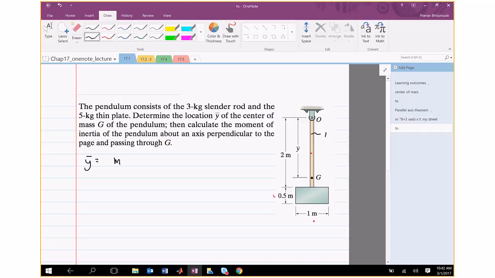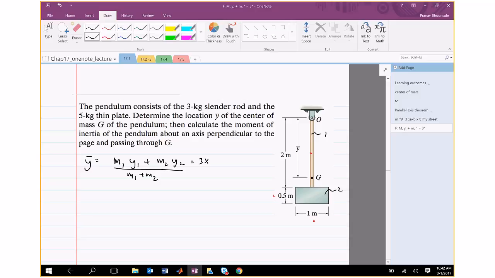Let's say 1 and 2. So mass 1 times the center of mass y of 1 plus mass 2 times the center of mass y of 2, divided by mass 1 plus mass 2. So the mass of the rod is 3 kilograms. What is the center of mass of the rod?